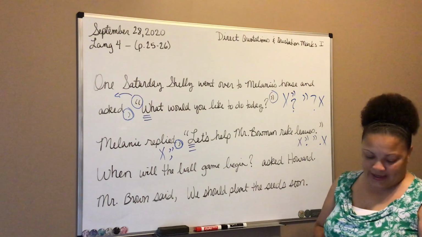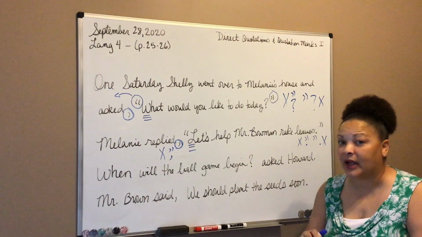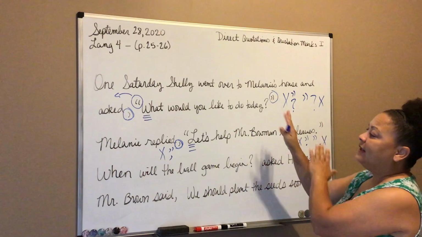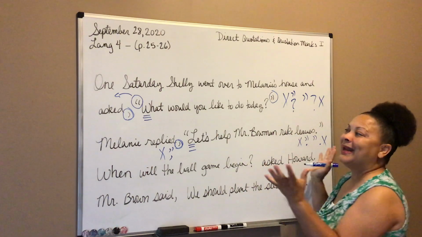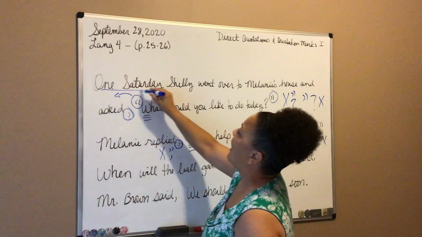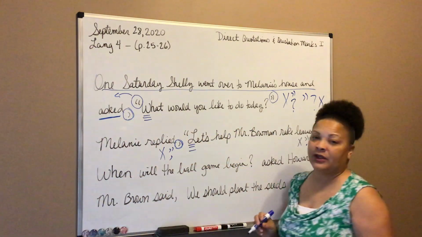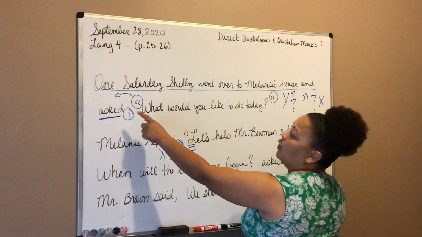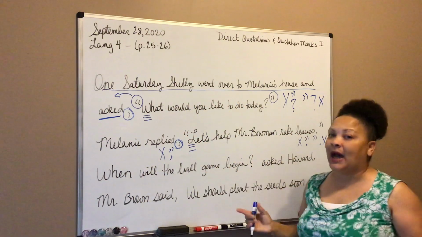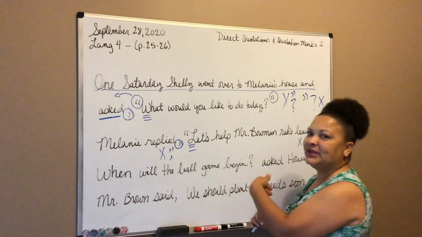So the last thing says to underline the words in the sentences above that are not a part of the direct quotation. So in both of these sentences, all of the words that are not in the direct quotation should be underlined. So go back and underline everything that is not in the direct quotation. So in the first sentence, one Saturday, Shelley went over to Melanie's house and asked. That is not what Shelley said. Okay? That's just the introduction to what she said.